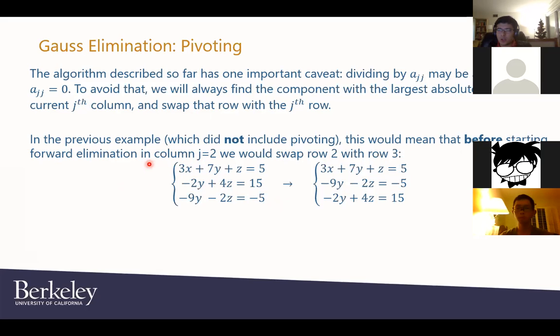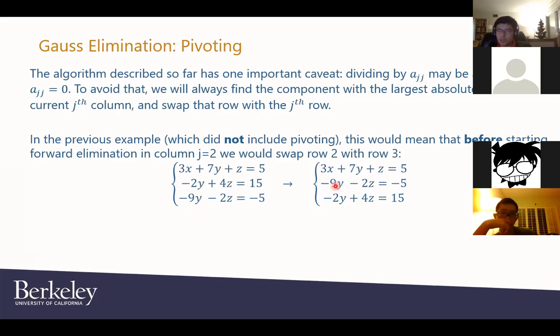So if we look at column 2 in this example here, we already did forward elimination on column 1. If you see, there is no value for the x's in rows 2 and 3. So those are already 0. We go to column j equals 2, and we find the largest absolute value in that column, which is 9 in this case, and swap it to the jth row. So we swap it such that this 9 is in the diagonal.